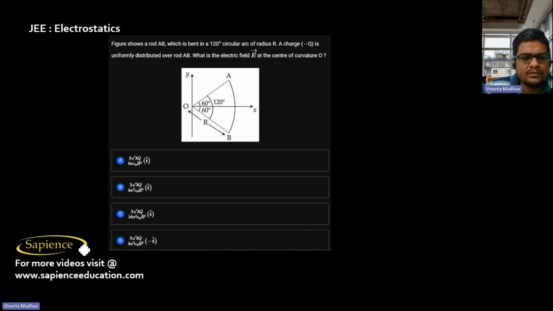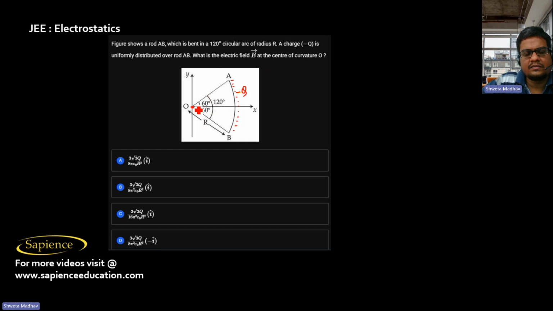Then here it is told, the figure shows a rod AB which is bent into a 120-degree circular arc of radius r. The charge minus q is uniformly distributed over the rod AB. It is having some net charge, which is minus q. What is the electric field E at the center of curvature O? How much is the electric field here?